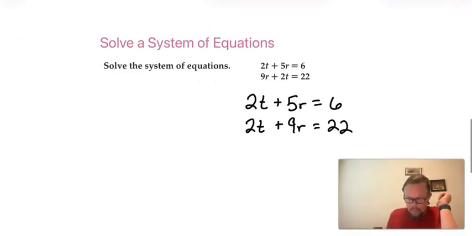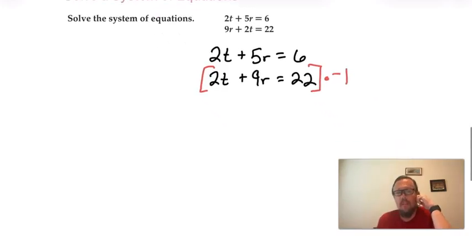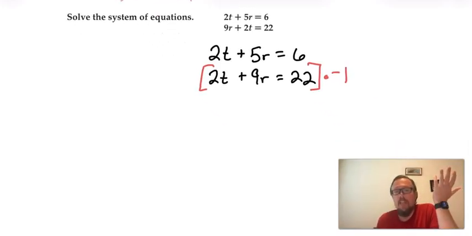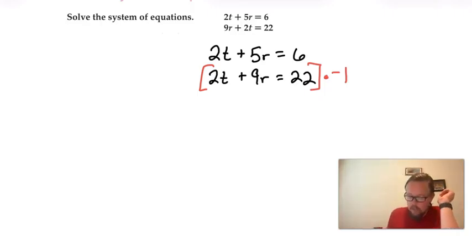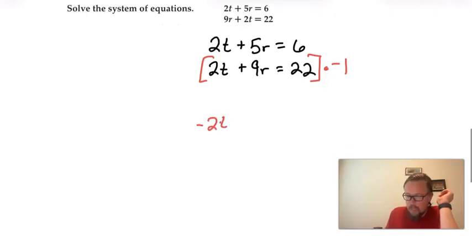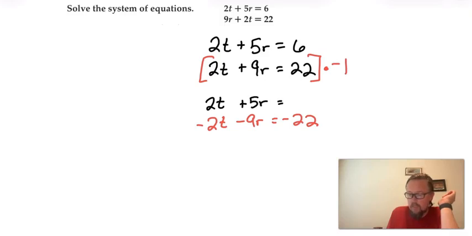Well, subtracting them is the same thing as taking this second equation and multiplying everything in the equation by -1. And I'm allowed to multiply everything in an equation by whatever I feel like. The multiplication property of equality says I can do that. I can multiply the left side and the right side by whatever I want, as long as I do the same thing on both sides. So that would make the second equation -2t minus 9r equals -22. And the top would be 2t plus 5r equals 6.